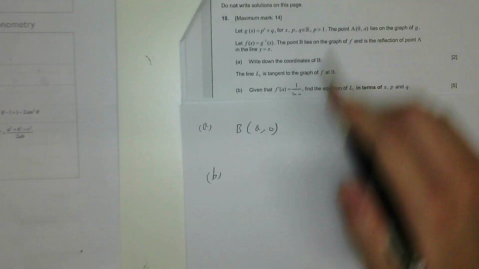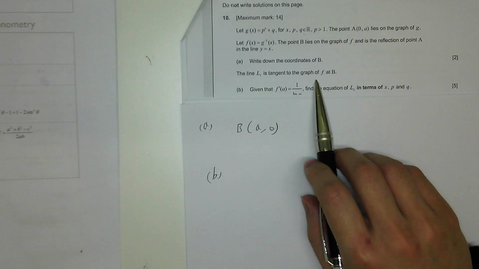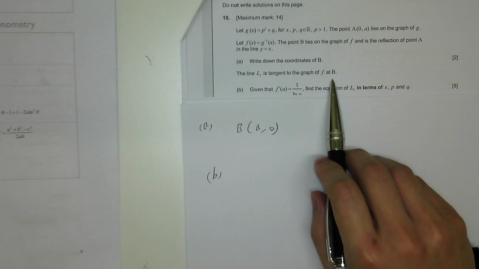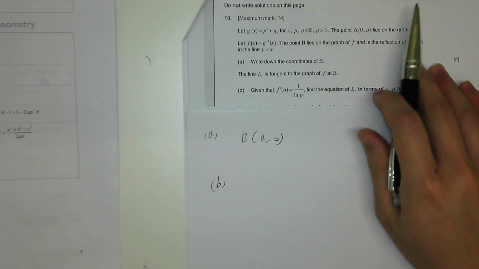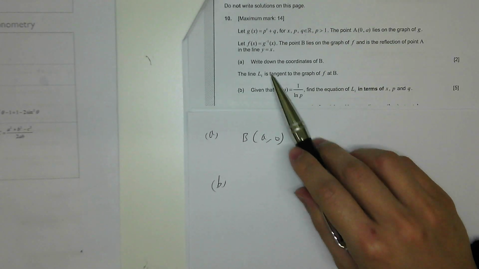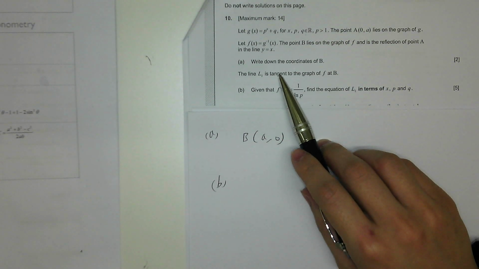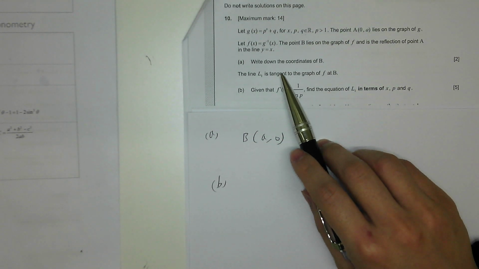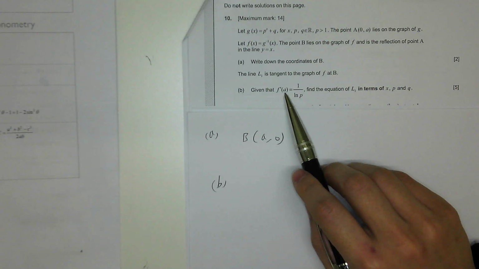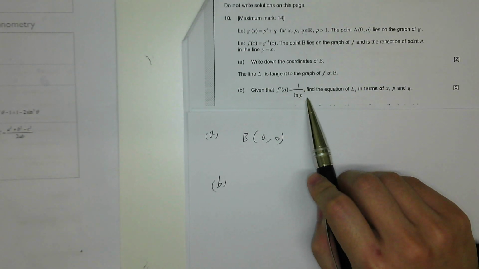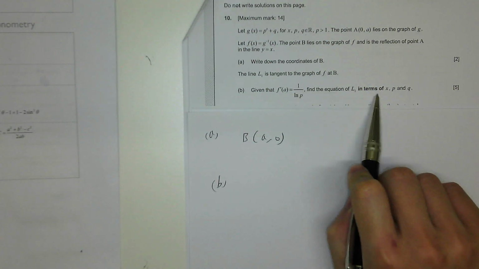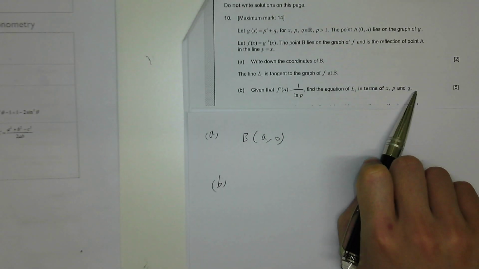Part B, the line L1 is a tangent to the graph of f at point B. Okay, so a tangent line is a straight line with equation y equals mx plus c. Given that f prime of a is 1 over ln p, find the equation of L1 in terms of x, p, and q. So we need two things.